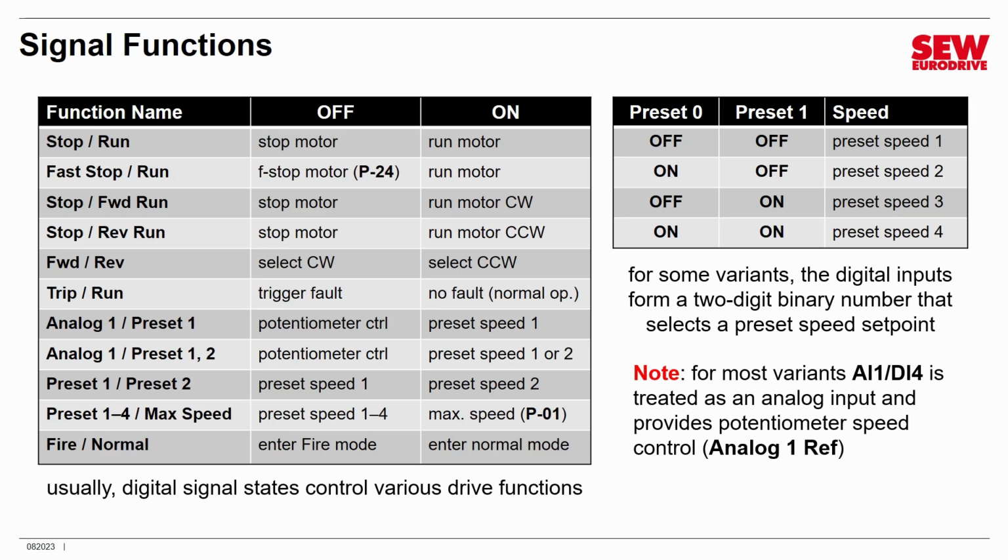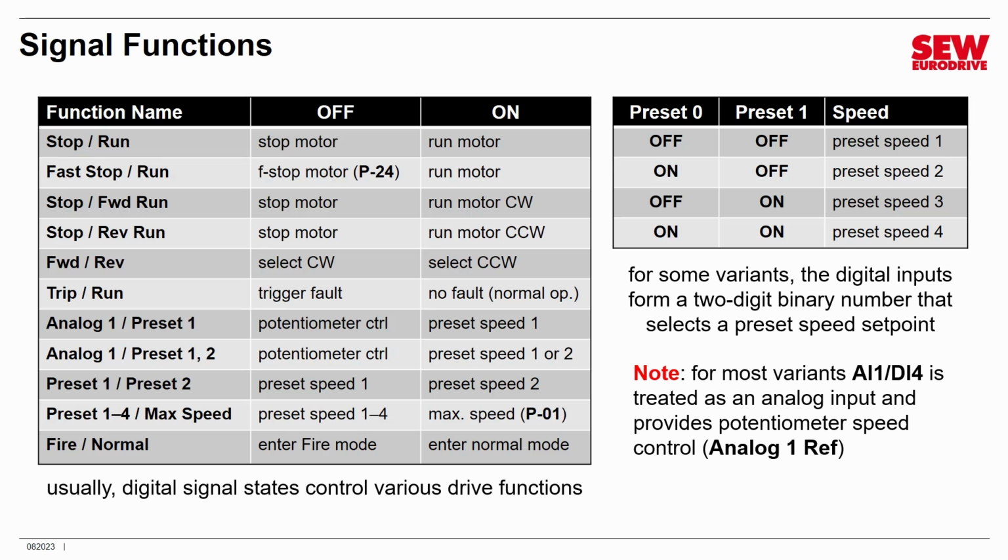And you can see the combinations here. If you have 2 signals doing this and they're both off, it picks the first preset. If the first is on and the second's off, you get the second preset. If the first one is off and the second one is on, you get the third preset. And if they're both on, you get the fourth. We'll be looking at that in just a few minutes.